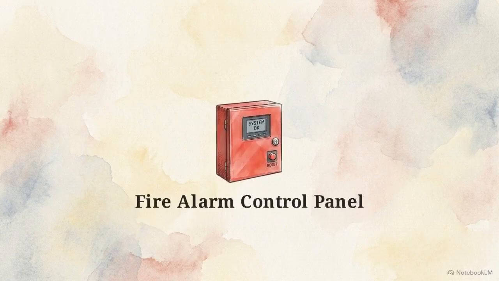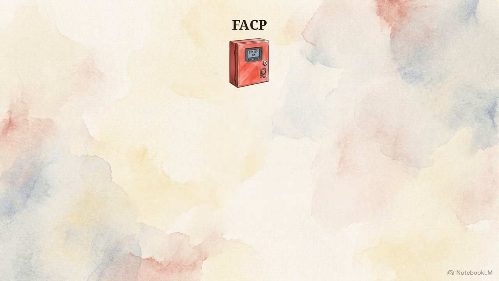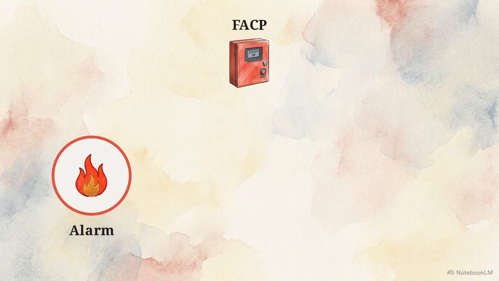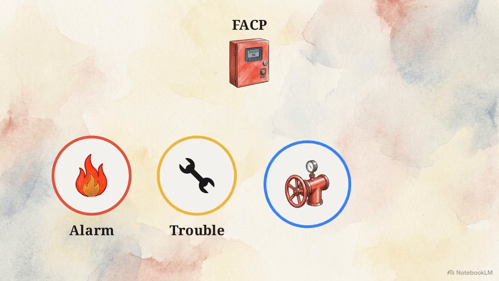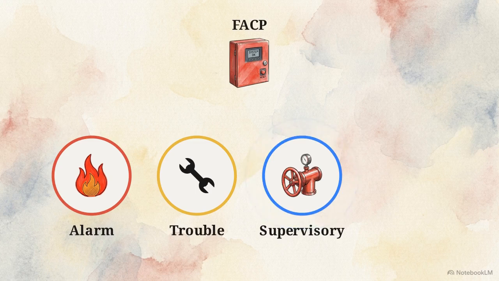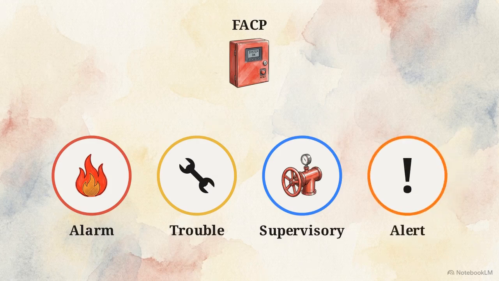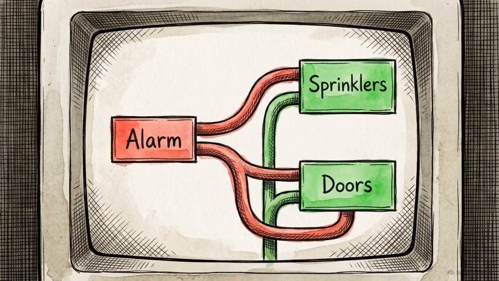The FACP categorizes network status into 4 distinct signals. An alarm indicates a verified fire. A trouble signal indicates an equipment fault or wiring issue. A supervisory signal monitors the status of critical related systems, like a closed sprinkler control valve. Finally, an alert provides a pre-warning indication. These signals drive cause and effect programming.